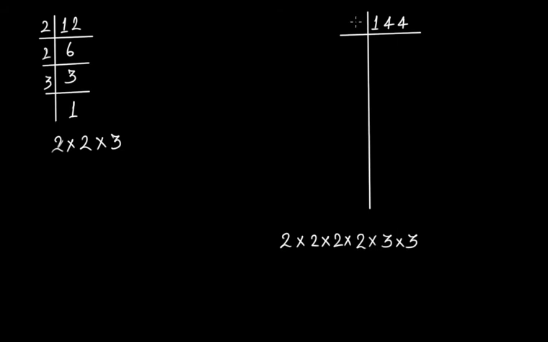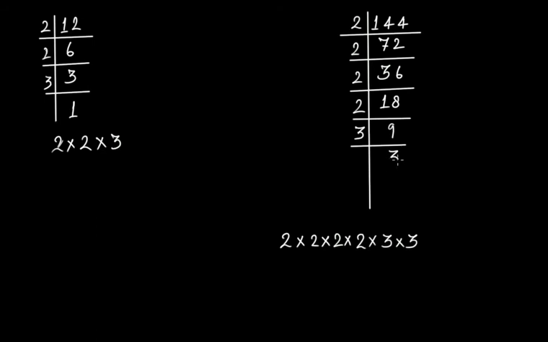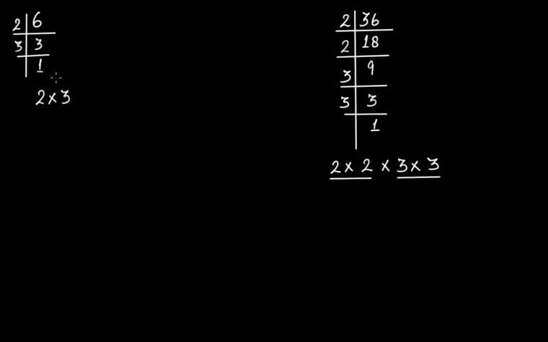Let's check whether it's correct or not. 144 divided by 2 is 72, then 36, then 18, then 9, then 3, and then 3. So 1, 2, 3 and 4, there are 4 2's and 2 3's here. And we can make pairs actually. This is in pairs. So let's go back to the first example.